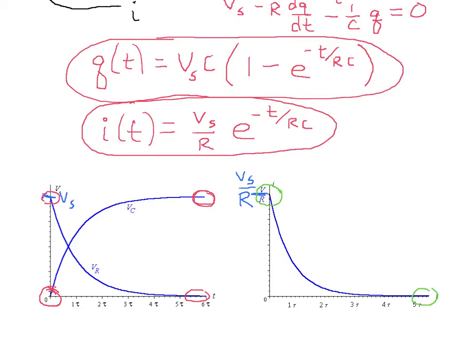So those circle points there are your initial and your long time after kinds of quantities, and then for everything in between you're going to have to use an equation that has either the exponential approach or the exponential decay form. So there's your charging circuit. Now let's take a look at a discharging circuit.